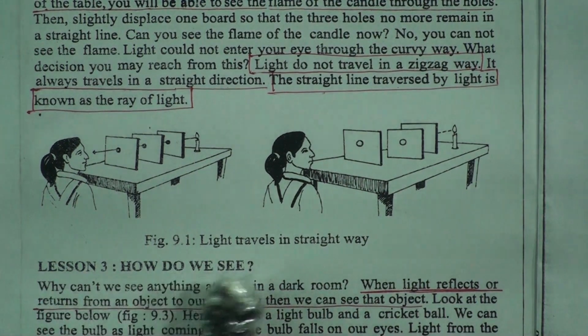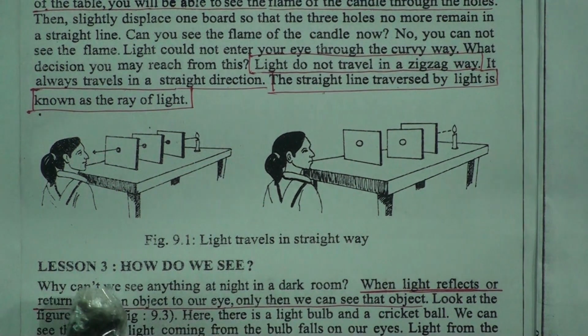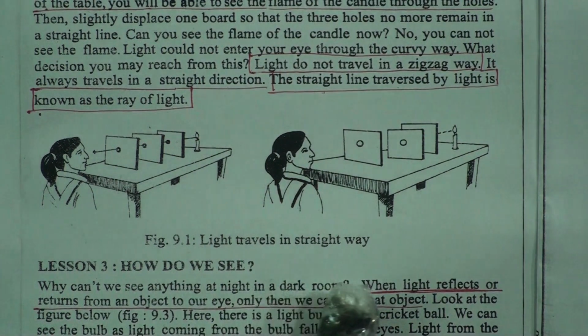Lesson 3. How do we see? Why can we not see anything at night in a dark room?